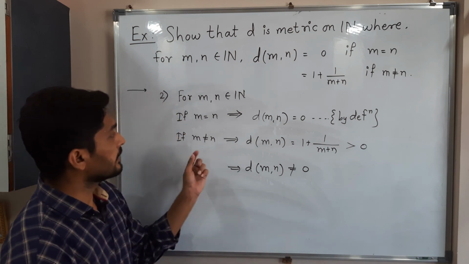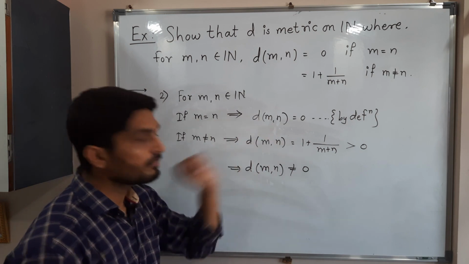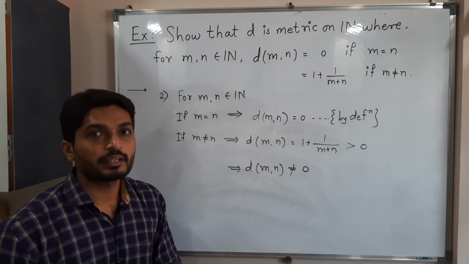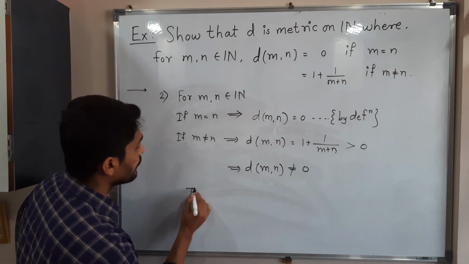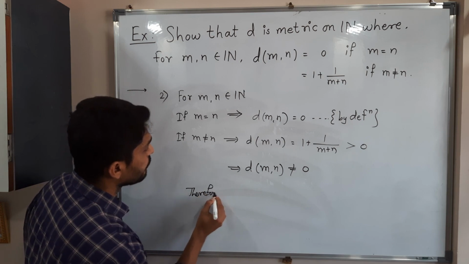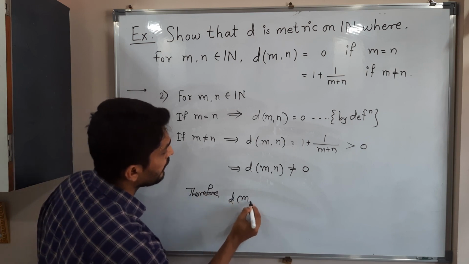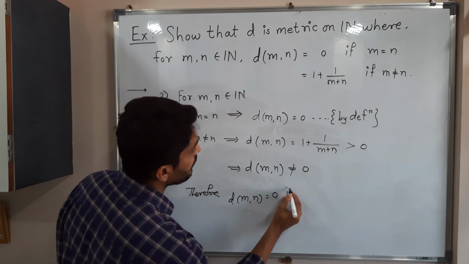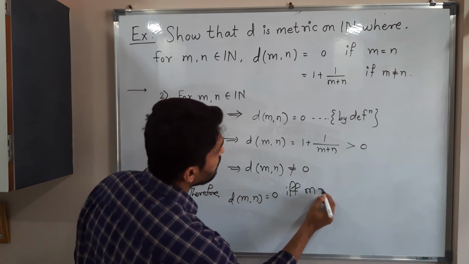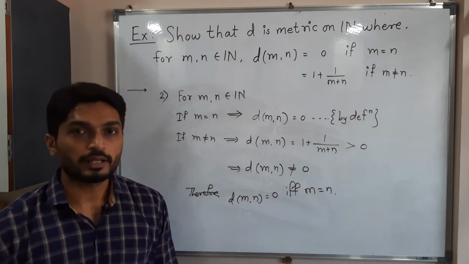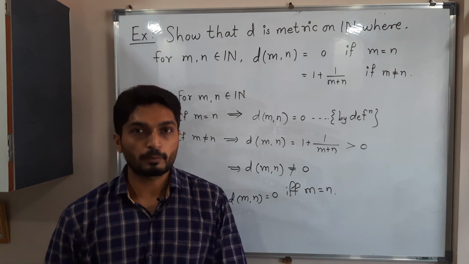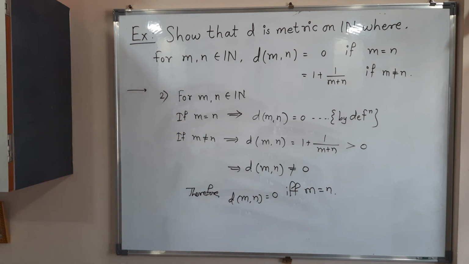See, if m is equal to n, then only we are getting 0, otherwise we are not getting 0. So we can conclude that d of m comma n is equal to 0 if and only if m is equal to n, right? So in this way we proved the second property. Make a screenshot of it, and after that we will go for the third property.